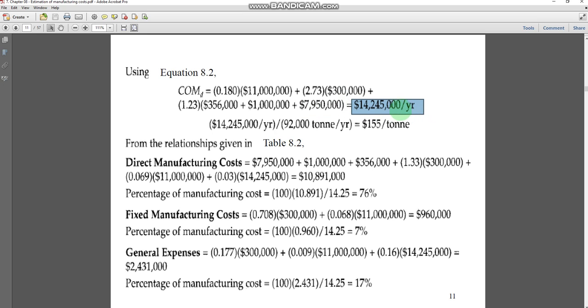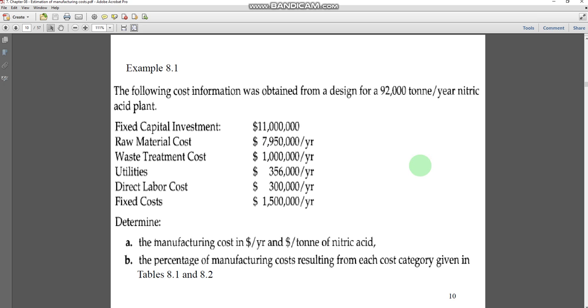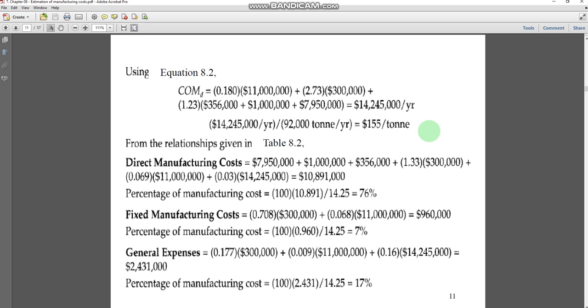Then we can convert this cost into dollars per ton, depending on the production. The production is 92,000 tons per year, so we can divide this term by the annual production to get the value in terms of dollars per ton. That was the second part of the question. We have to calculate the value in terms of dollars per ton. So simply we can calculate it this way.